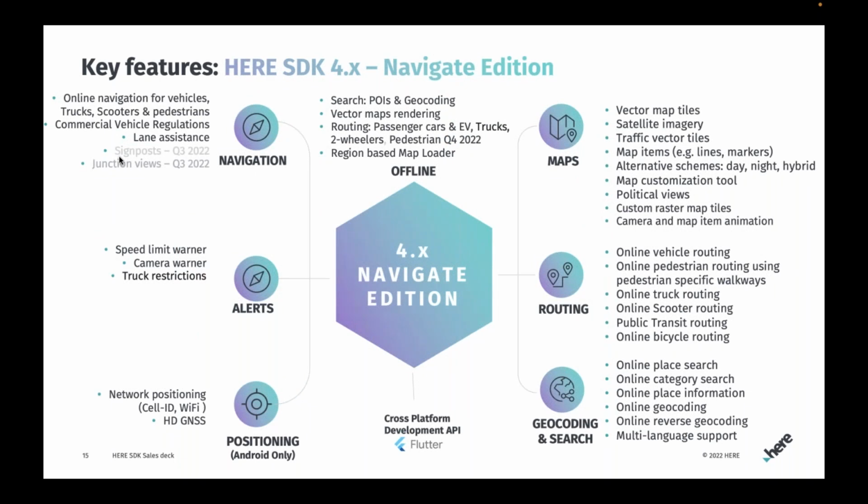So the key features here about the 4.x SDK navigation. You can see the number of components has increased, and that is why we call it a superset of our SDK offering. We have maps, we have routing, we have geocoding and search. To the left side, you see the navigation, and this is where we talk about the turn-by-turn instructions. We have the alerts, which is not the advanced driver assistance system. Please do not consider this as ADAS. It is the probable look ahead, path warners, and alerts. And then you can see the positioning component as well.